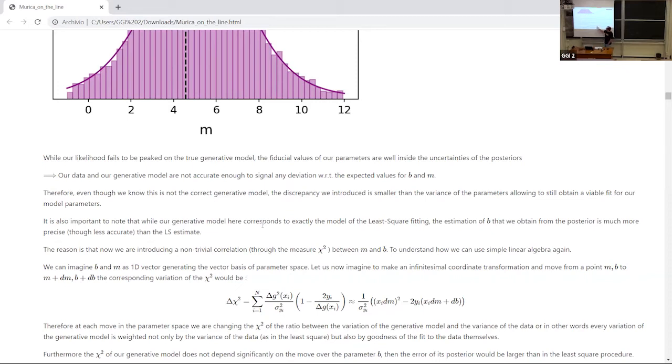And you see this depends a lot on the variation of M, but not a lot on the variation of B. This means that if I move a lot in the value of M, I'm not moving a lot in the value of B. So basically the chi square changes a lot when I change the value of M and not B. This makes the chi square more sensitive to M, and then B is fitted wrongly, let's say, or it's less well fit, the solution for B is less accurate.